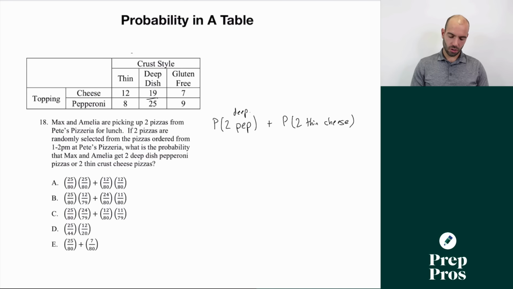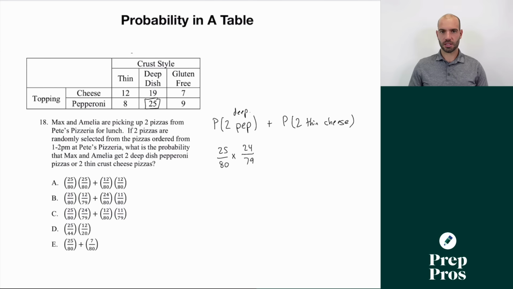I see there's 25 deep dish pepperoni pizzas, and I have to add up all of these to find how many total pizzas were made. If I add those all up, I get 80. So the probability of getting 2 deep dish pepperonis, the first one, is going to be 25 over 80. Now, once I've picked one pizza, if I randomly select a second pizza, there's only 79 pizzas left to pick from, and I've already picked 1 pepperoni, so it's going to be 24 over 79.